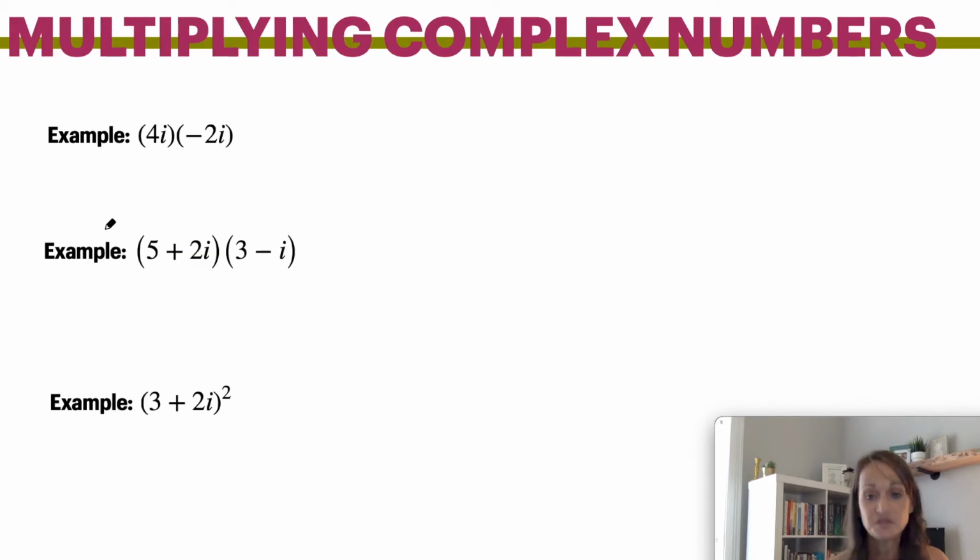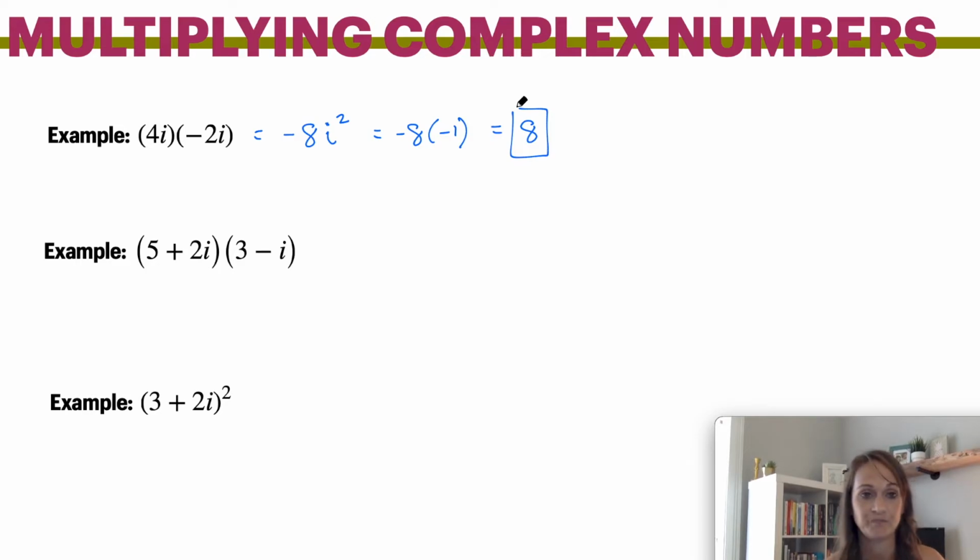You also can multiply complex numbers. So 4 times negative 2 will give you negative 8. i times i is going to give you i squared. But you cannot stop there because you just learned that i squared is actually the number negative 1. So your final answer is actually positive 8.